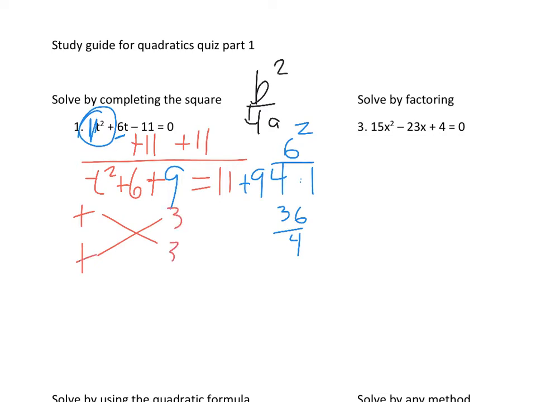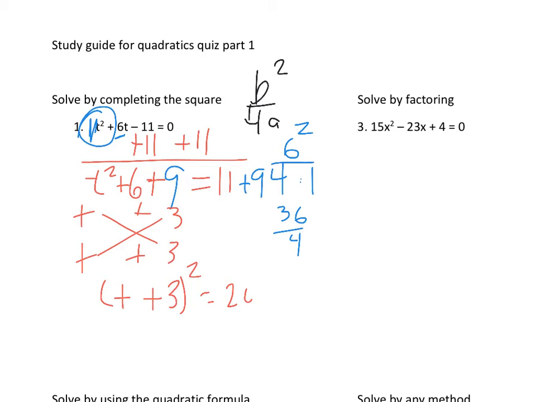And what do you know? They are exactly the same. If I multiply on the x, I get 3t and 3t, and to get them to be positive 6t, I'm going to put a plus. So of course this factors to t plus 3 squared. And on the other side we have 11 plus 9, which is 20.